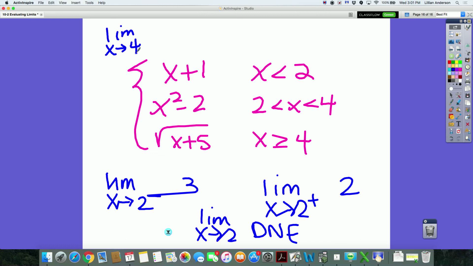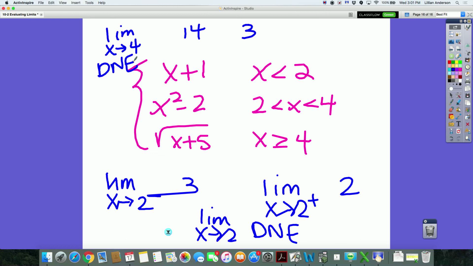If I plug in 4 to the second piece, what do I get? 14. If I plug it into the third piece, what did you get? 3. What is the limit as x approaches 4? Does not exist. Does not exist. Because it's not the same coming from the left-hand side nor the right-hand side.